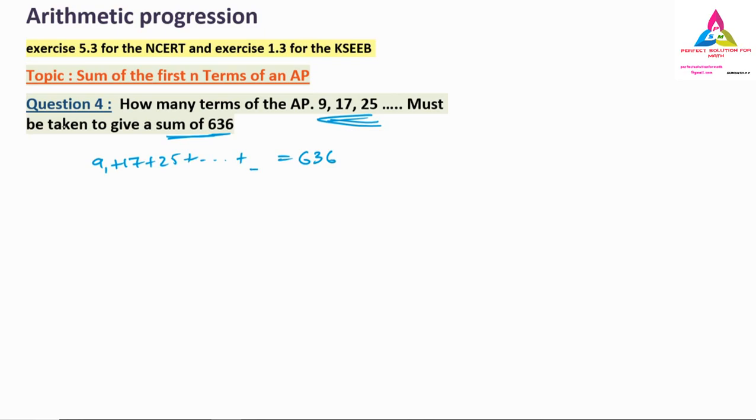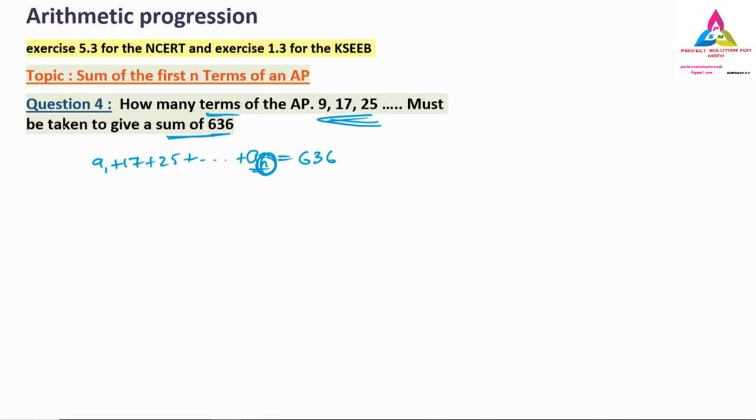But we don't know the last term. They have said it will sum up to 636, but we don't know how many terms we have to add together to get that 636. They have told you to find the n value, which is the number of terms. It may be 8, 10 or 50, we don't know. So I have to add 9, 17, 25 and so on till the last term, and it will give the sum as 636.